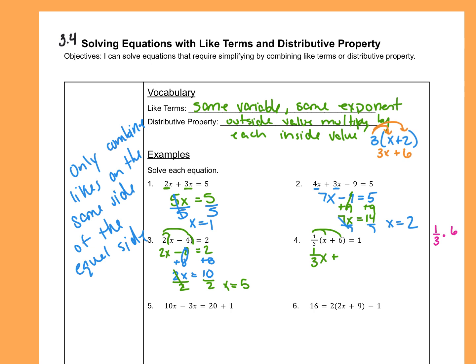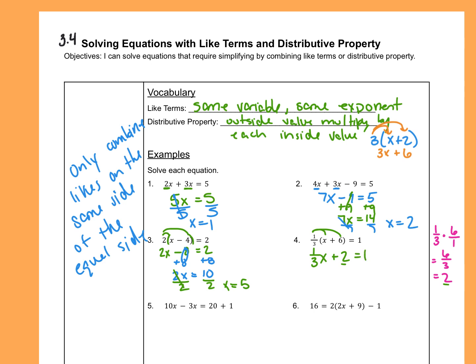times 6, well, that becomes 6 over 1. And then you multiply straight across. 1 times 6 is 6. 3 times 1 is 3. And 6 over 3 is just 2. So that 1/3 times 6 is really just 2. So we bring that 2 over into our problem. And then we're done distributing. And we still have that equal to 1.